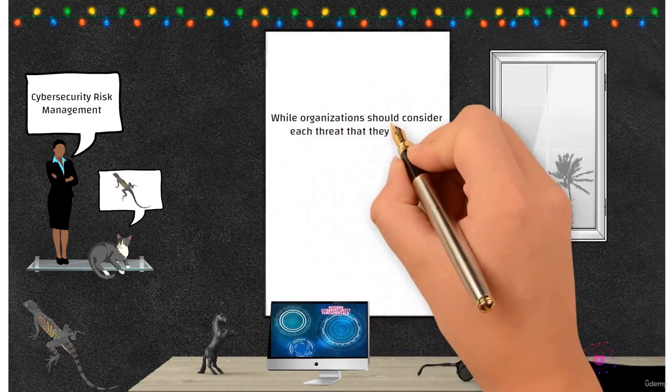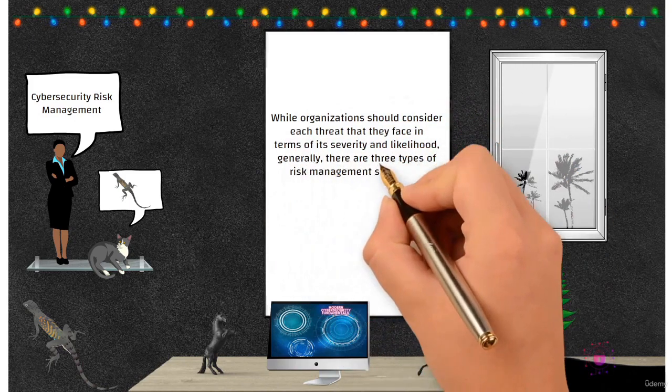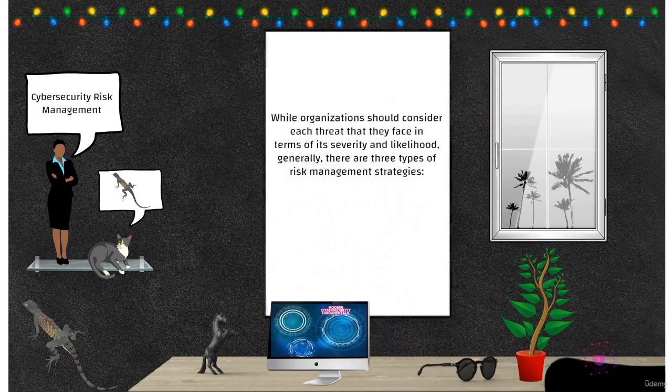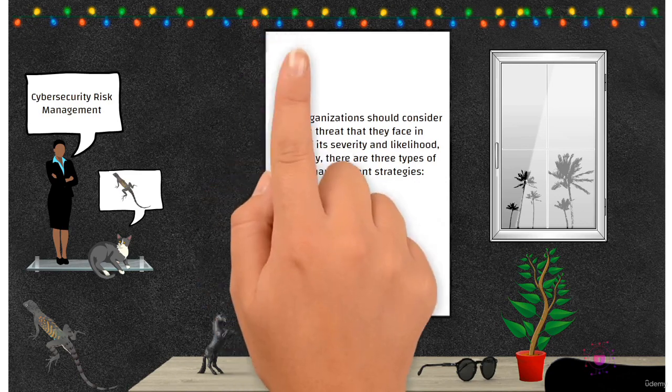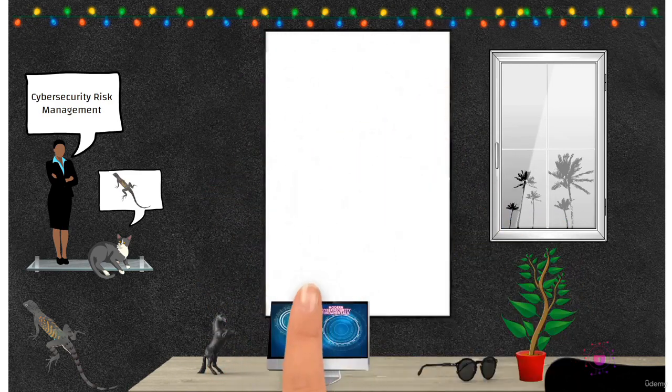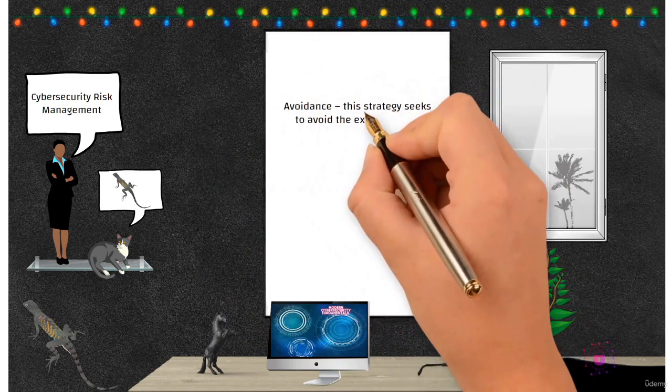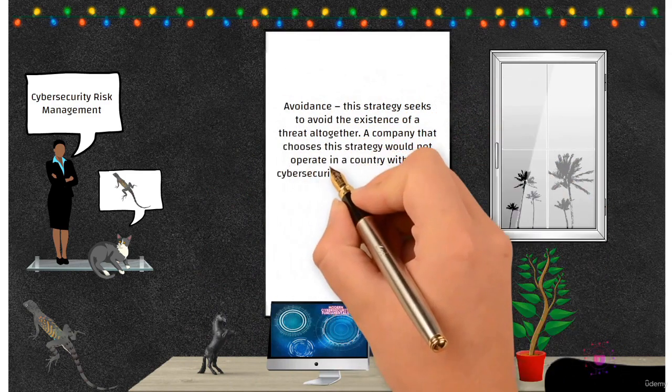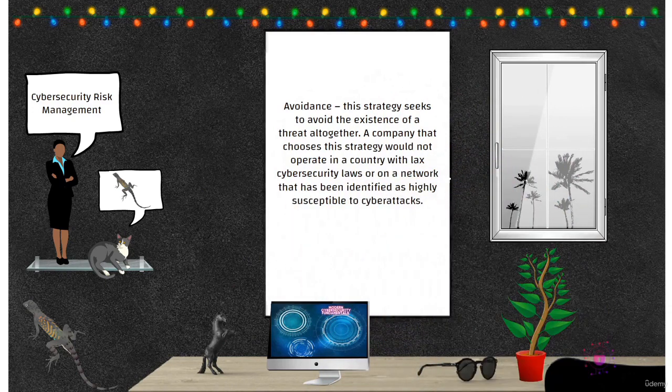While organizations should consider each threat that they face in terms of its severity and likelihood, generally, there are three types of risk management strategies. Avoidance. This strategy seeks to avoid the existence of a threat altogether. A company that chooses this strategy would not operate in a country with lax cybersecurity laws or on a network that has been identified as highly susceptible to cyber attacks.